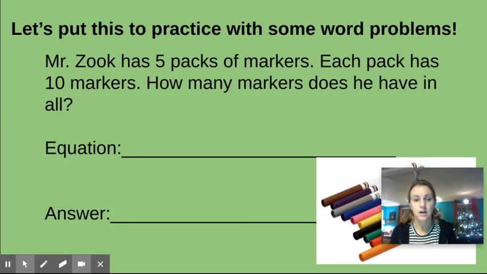Mr. Zook has 5 packs of markers. Each pack has 10 markers. How many markers does he have in all? So think of how many packs, how many is in each pack, and then how many total markers does he have?